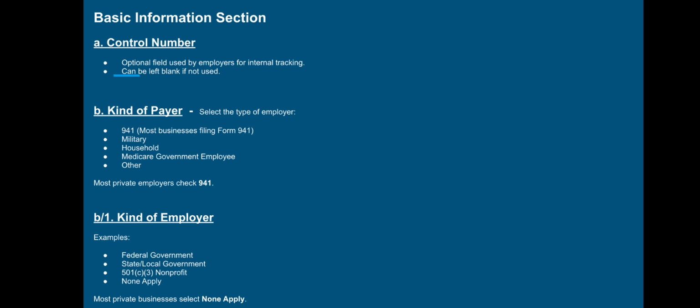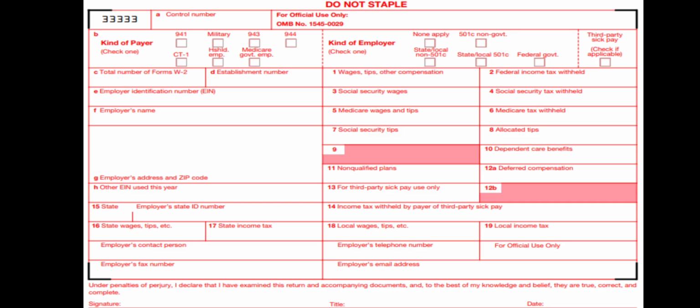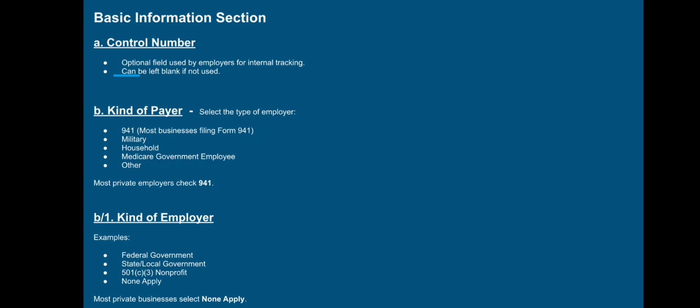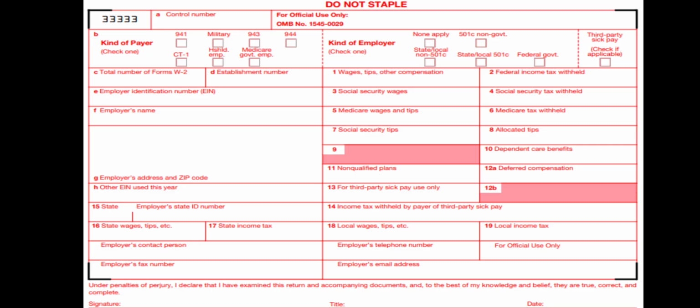Second, B, kind of payer. Select the type of employer: 941, military, household, Medicare, government employee, other. Here you can see in B you have a choice to check the box, and the same for kind of employer. Here you can see you can click on non apply.